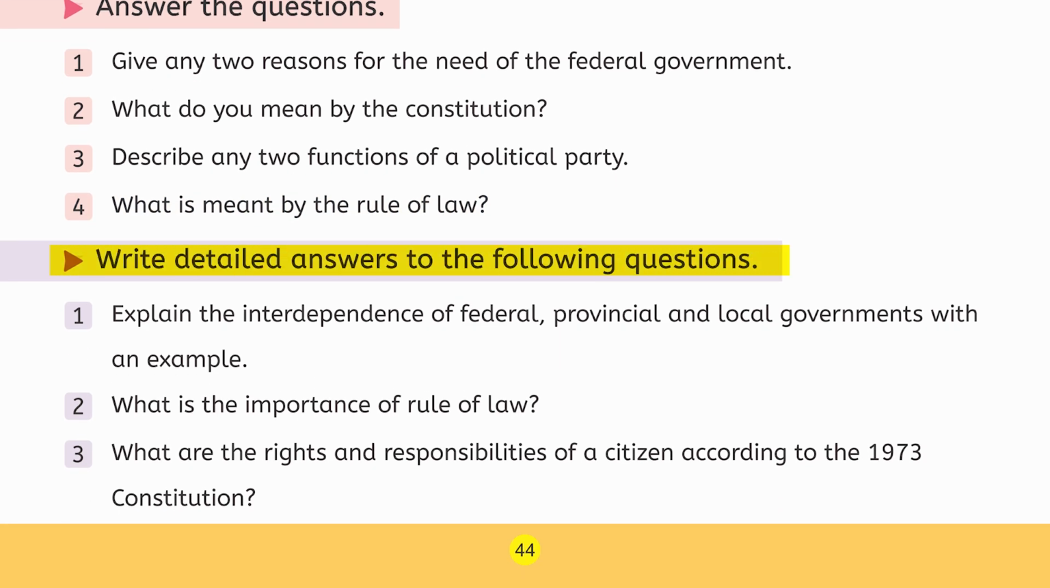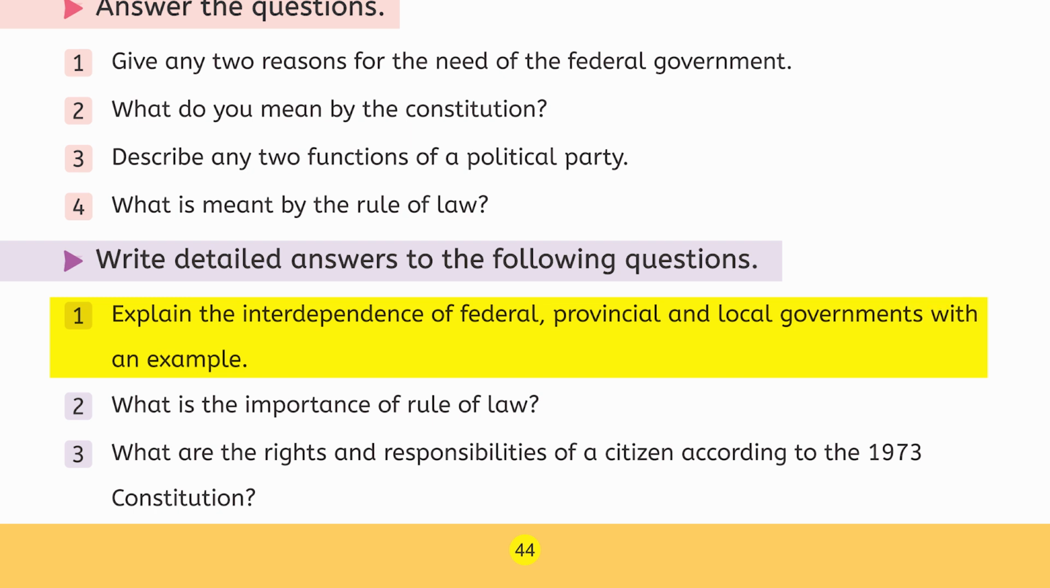Next is, write detailed answers to the following questions. Explain the interdependence of federal, provincial and local governments with an example. In Pakistan, the federal, provincial and local governments work together to run a country smoothly. Each government has its own responsibilities, but they are also connected and rely on one another. The federal government makes important decisions for the entire country such as national defense and foreign policy.